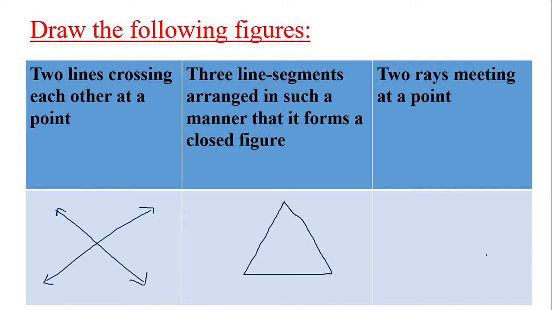Now the third figure. We have to draw it when two rays meet at a point. So 1 and 2, and you have to give names to these rays. Okay, and I've joined them at a point. Okay, now let's start.